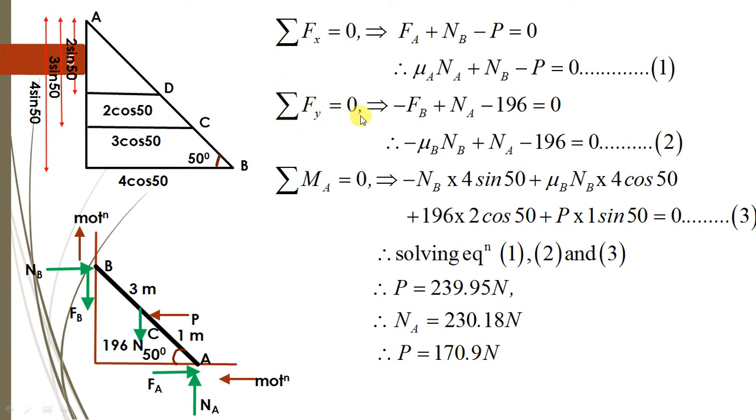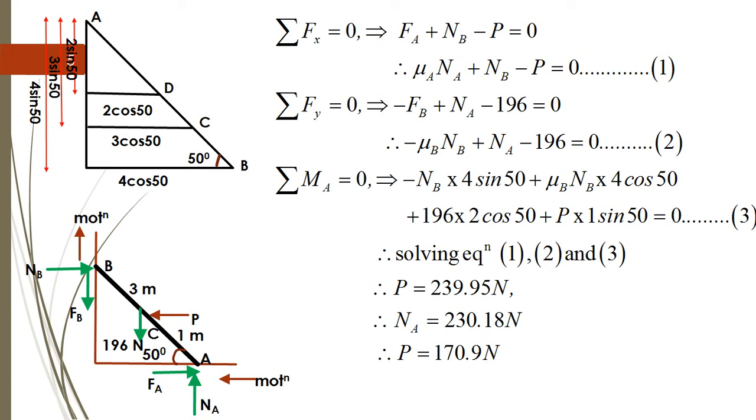Similarly, apply the second condition of equilibrium, that is, summation of all forces in the y direction equal to 0. What are the forces in the y direction? Friction at point B, the weight component, and the normal reaction at A. Three forces are in the y direction. Let's assume downward is negative. So minus FB plus NA minus 196 is equal to 0, where 196 is the weight of the ladder. So from that, with FB equal to mu B into NB, we get mu B NB plus NA minus 196 is equal to 0.